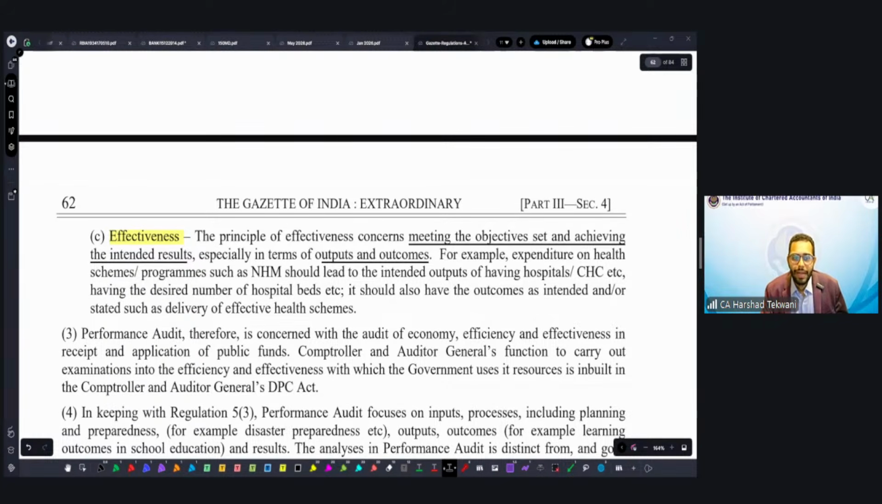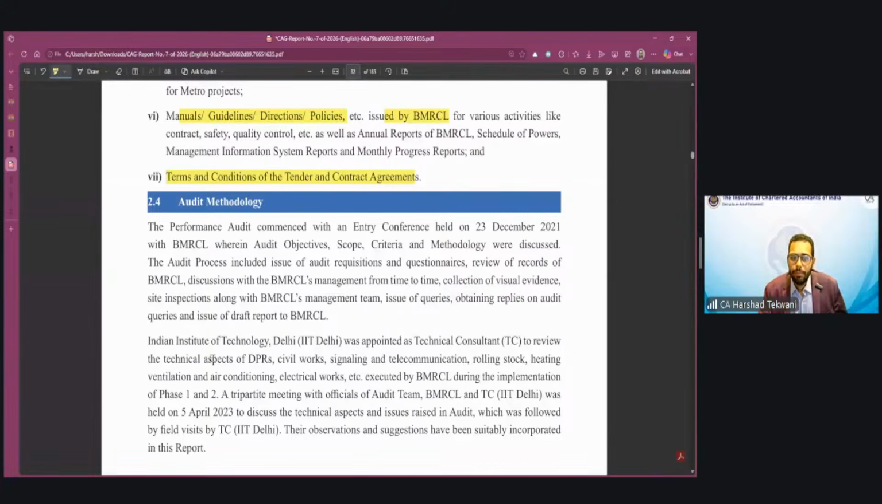Now, how to perform the performance audit? What is required to be done, and how is the performance audit performed? Simple. Let's understand with the help of the report only. The performance audit report we have also provides the audit methodology, what they have done to perform the audit. See, this is the audit methodology in the report itself.